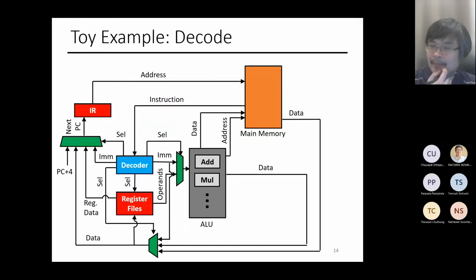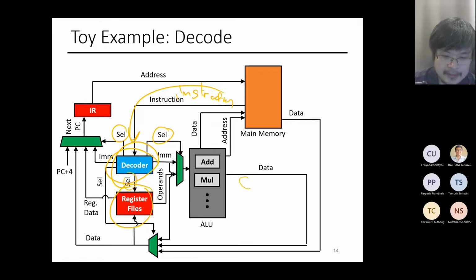All right, so the next step is decode. Anyone want to take a guess where decode happens? It's in the decoder. Basically, you have the instruction coming in, and the decoder figures out what to do. It will select the correct thing for the register file and for all these signals. So that's what the decode phase is.